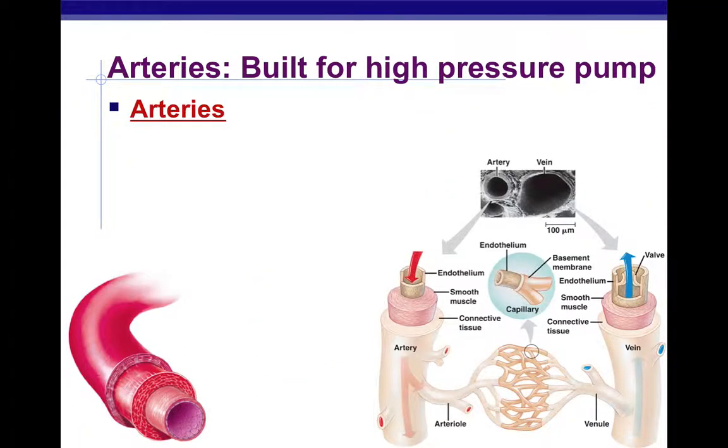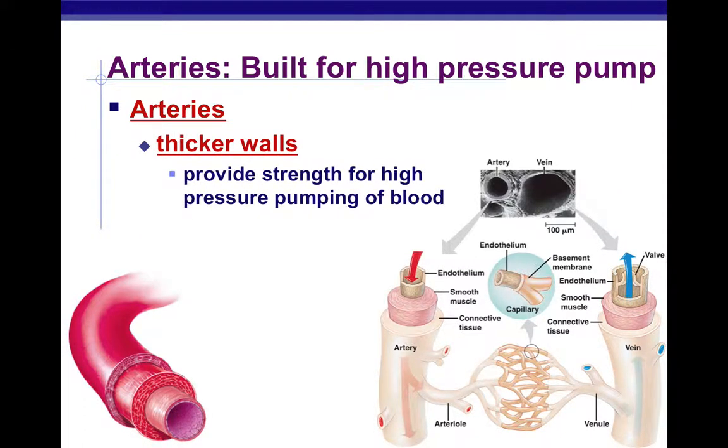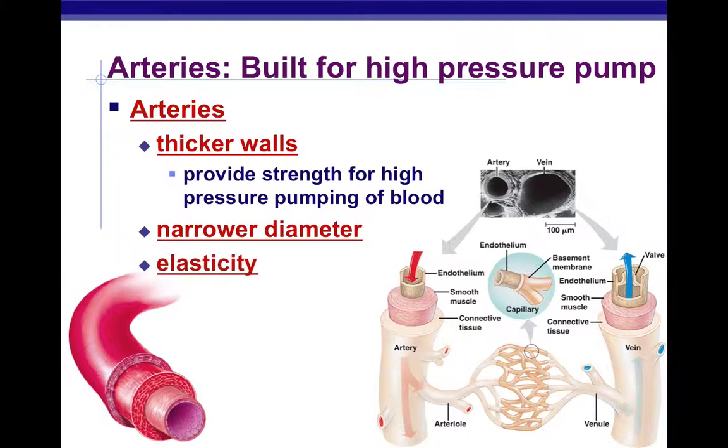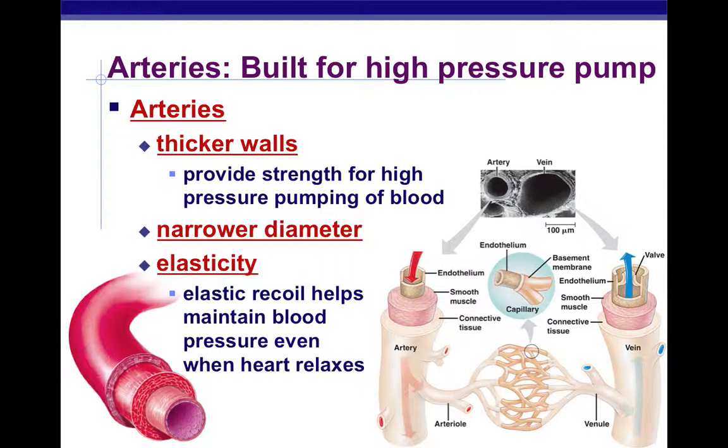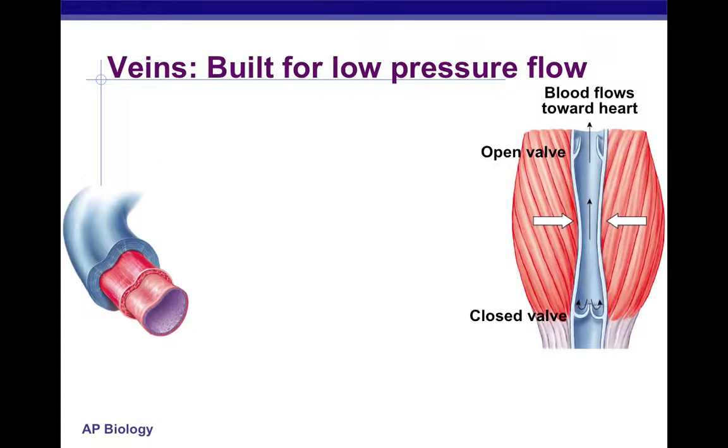Now we're talking arteries. Like I said, the arteries have really thick walls that provide a lot of strength for that high pressure environment of the blood being forced into the artery. A narrow diameter, and it's also elastic, so it stretches, and we'll talk about the reasoning for that in class. Elastic recoil helps maintain blood pressure even when the heart relaxes. The idea is the heart pumps blood in, it expands, and then when the heart relaxes, it recoils and pushes the blood further on. And we'll talk more about it in class.